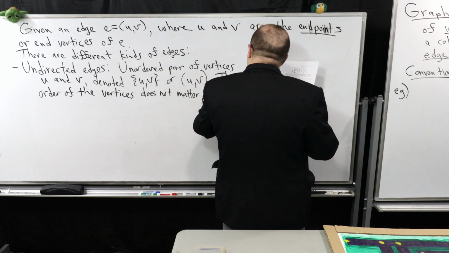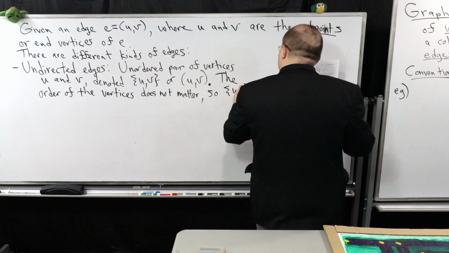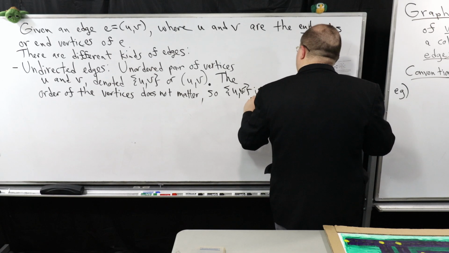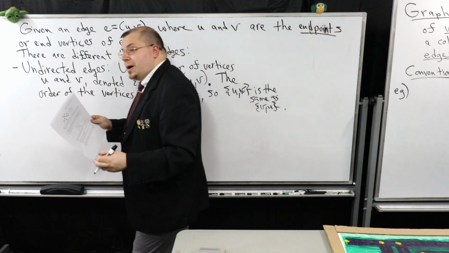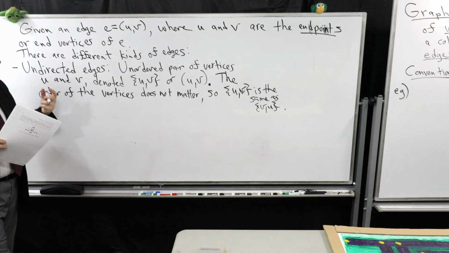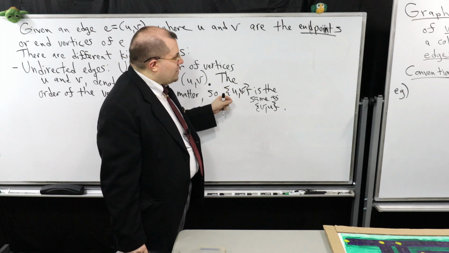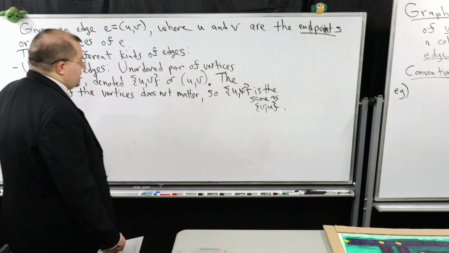So if I give you UV with the curly braces, like this, UV, this is the same as VU. These are the same exact thing. That's why I usually use the curly braces, because if you know a little bit about set theory, you know that when I write out a set, the ordering doesn't matter. So this is pretty helpful to remind yourself of this.